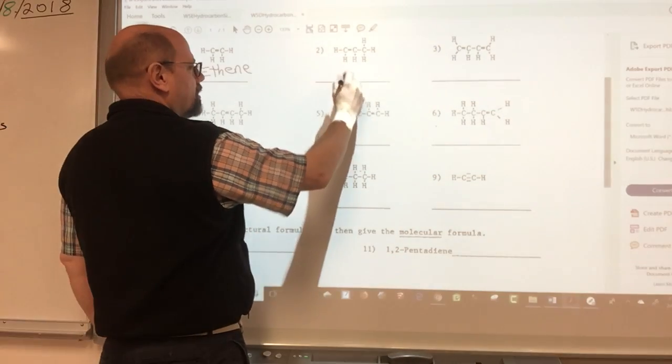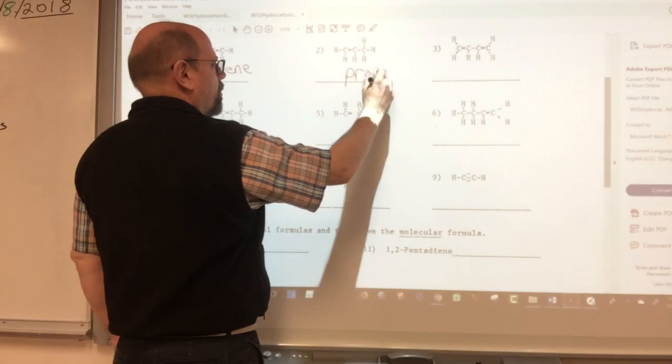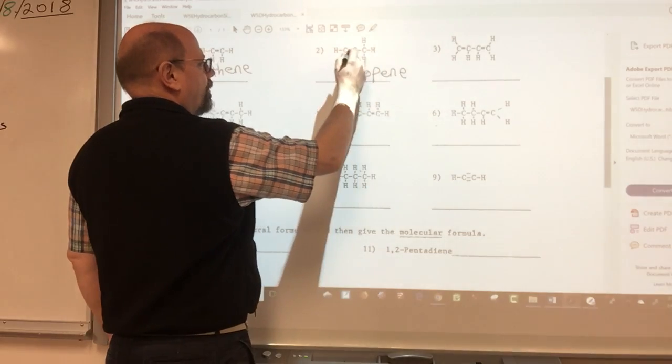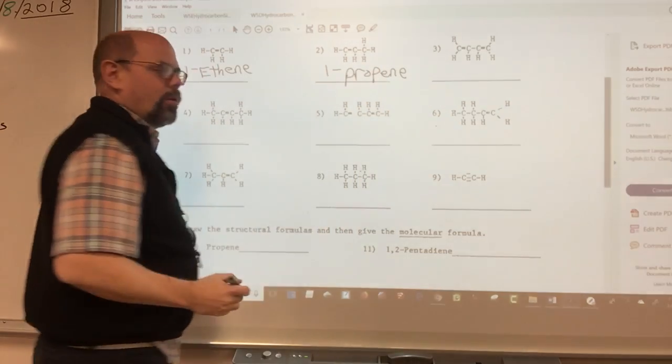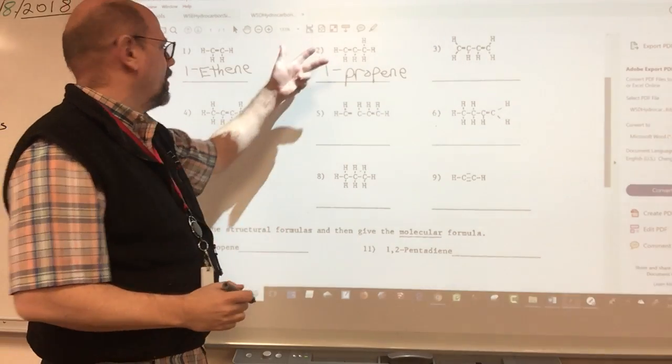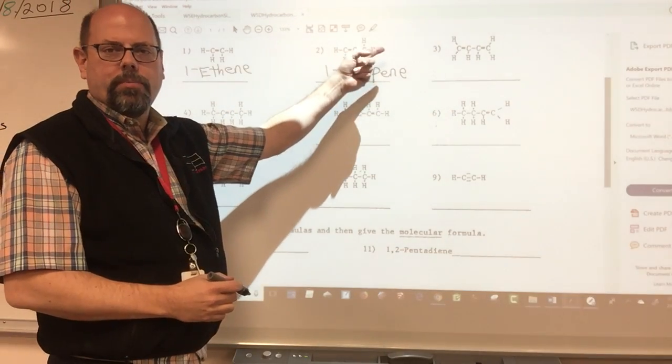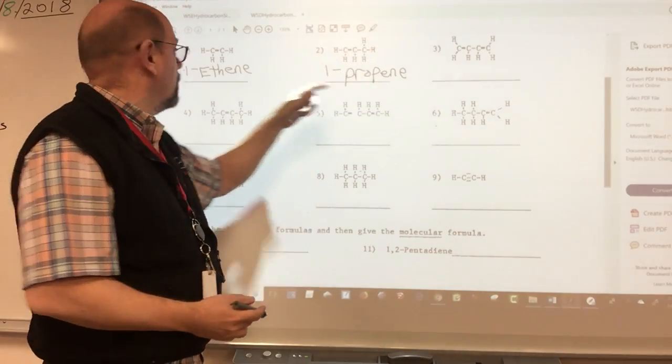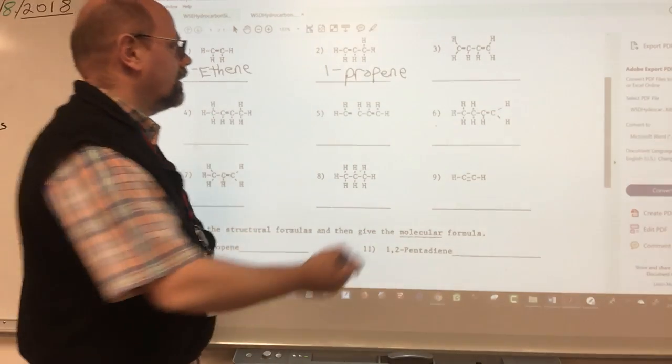Here, you got 3 carbons, that's prop, and it's got a double bond, so propene. After the first carbon, so that's going to also be 1 propene. You wouldn't need it because wherever you put it, it's still going to be 1 propene. If you start from the other side, you just start counting on that side. Here, there's only 1 place for it.